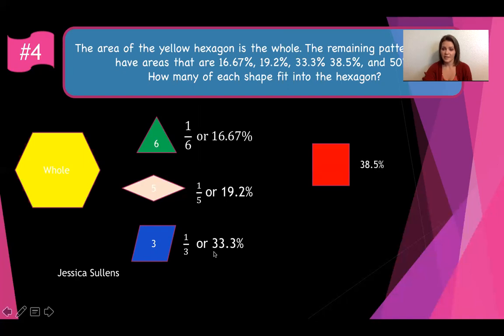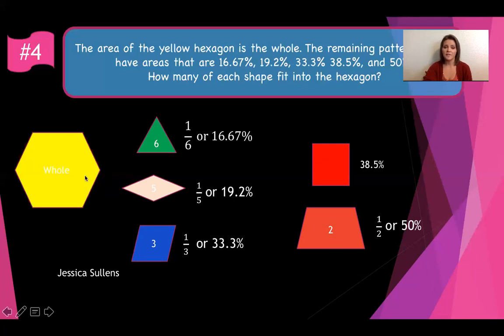And our square would be 38.5%. And then our trapezoid right here can be 1, flip it over, mirror it, and then it would be 2, so it would be 1/2 or 50% of this yellow hexagon.